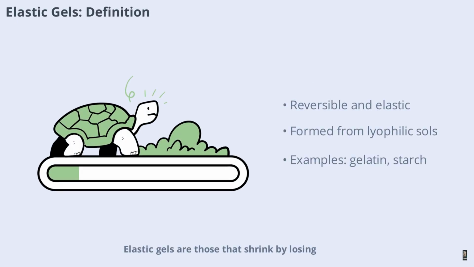Elastic gels are those that shrink by losing liquid when evaporated but retain their elastic property. They can be reformed by adding liquid, making them reversible. These gels possess elasticity, meaning they change shape when a force is applied and return to their original shape when the force is removed. Examples include gelatin, starch, and soaps.